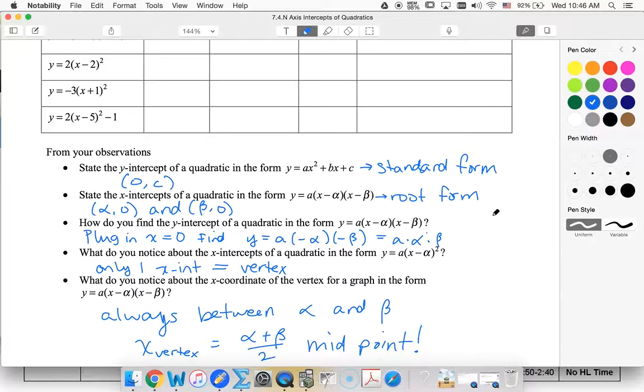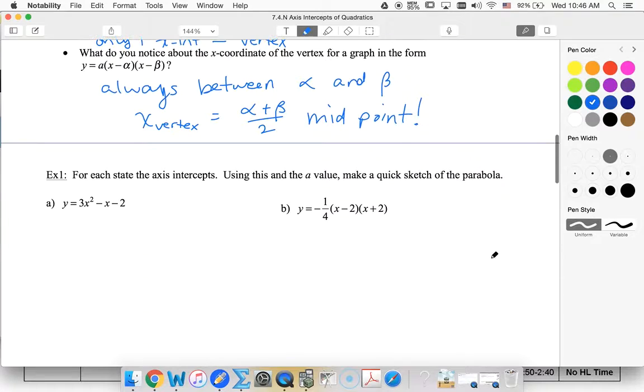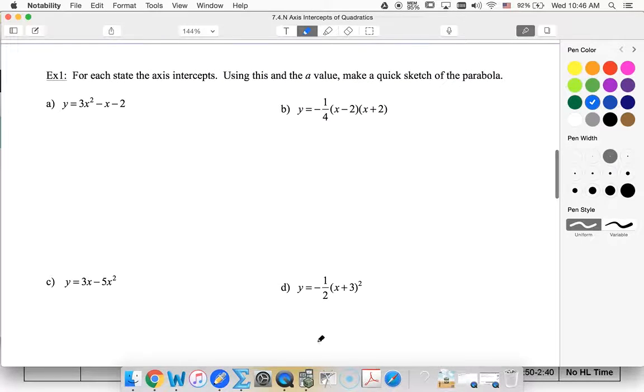All right, so those are some general notes about what we notice from the formula. Now we're going to apply that to these parabolas, and I'll do that in a separate video.